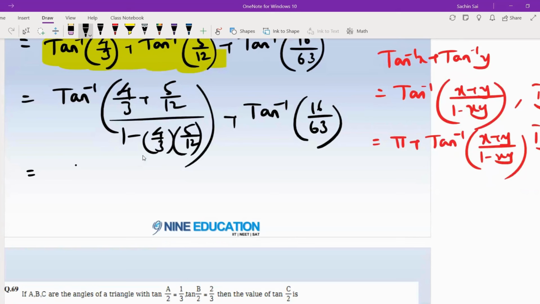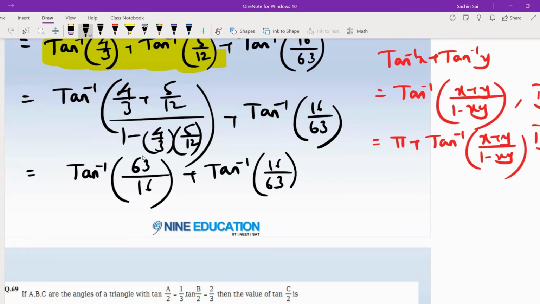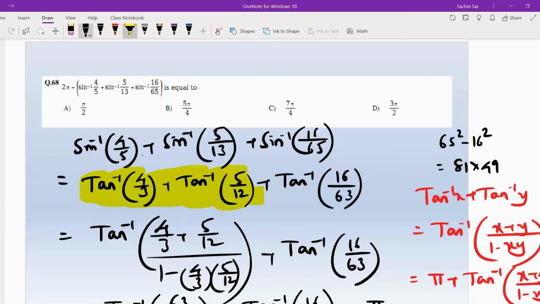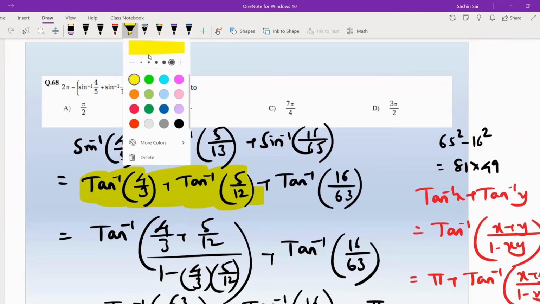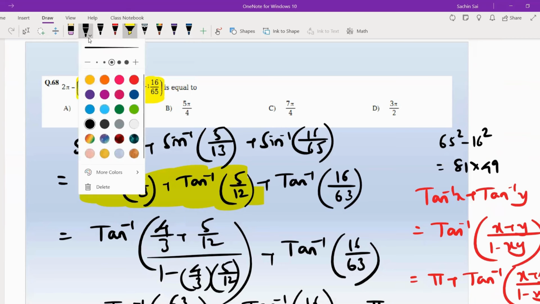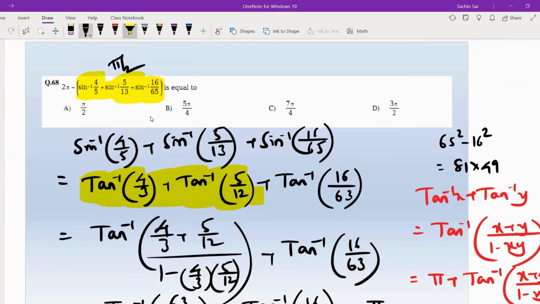Now, if I simplify this, I get tan inverse of 63 by 16 plus tan inverse 16 by 63. Right. So after simplifying the first two terms, you have tan inverse 63 by 16. The third term is tan inverse 16 by 63. So the sum should be pi by 2, right? So the term inside the brackets here, when we simplified, turned out to be pi by 2. So 2 pi minus pi by 2 is 3 pi by 2.